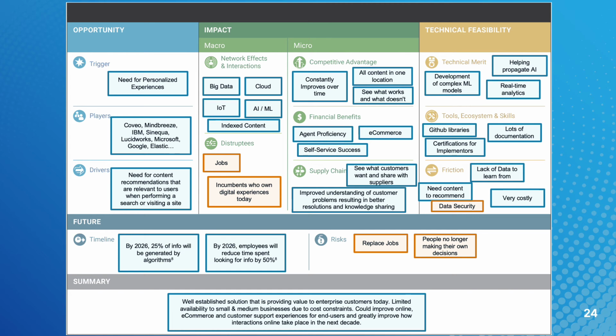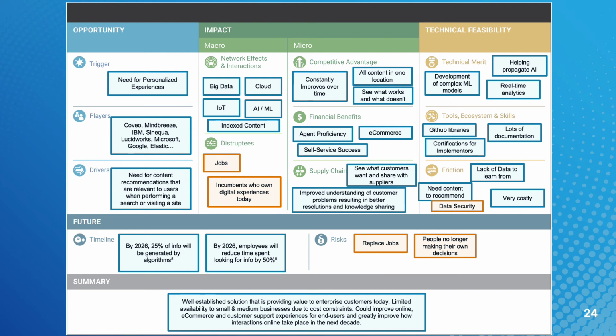At the micro level, we have some competitive advantages. Insight engines constantly improve over time. They make content findable from a single location, and they provide answers to business leaders that help them make better decisions. Next, we have the financial benefits. Here, this allows for more efficient agents and less money spent per case. There's online case deflection, where users can solve their own problems instead of calling a helpline. And lastly, improving sales through e-commerce.